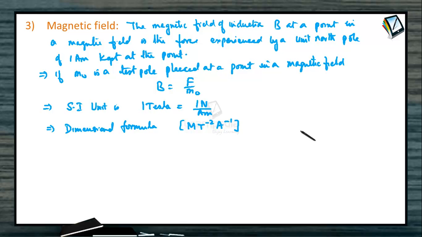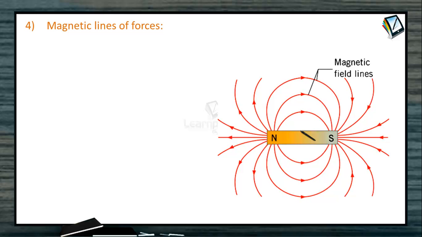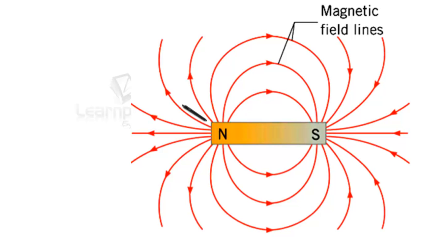To locate the field, we have to draw lines which we call magnetic field lines. Magnetic field lines are lines of force. They represent a set of non-intersecting curves that represent the direction in which a unit north pole experiences a force if placed at that point in the magnetic field. The direction of the magnetic field induction at any point is along the tangent drawn to the line of force passing through the given point.